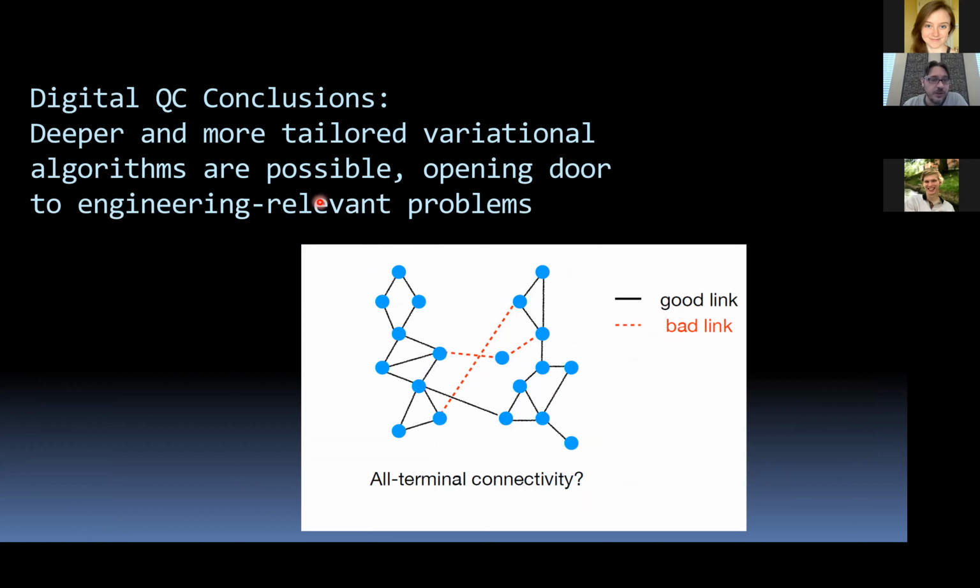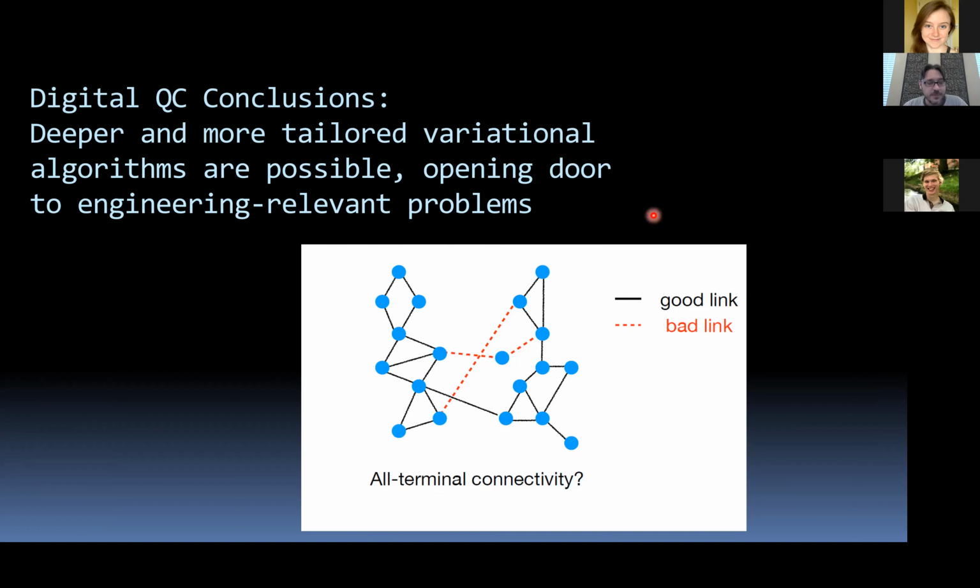And I think the conclusions are right here. More tailored mixers are possible. These are necessary to solve the types of engineering problems where you're trying to find all solutions. And so it's an exciting time to start playing with this. Before I move on to the analog stuff, does anyone have questions about this? I'm happy to answer anything.